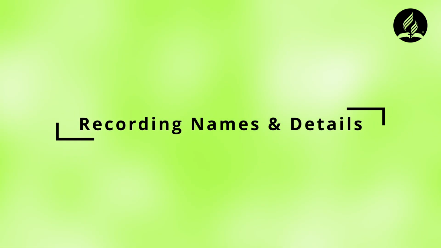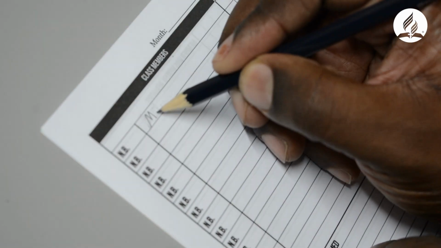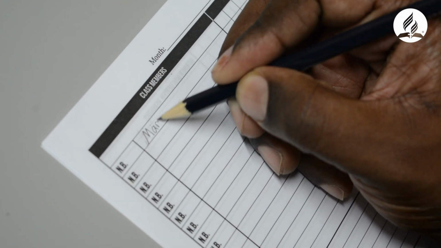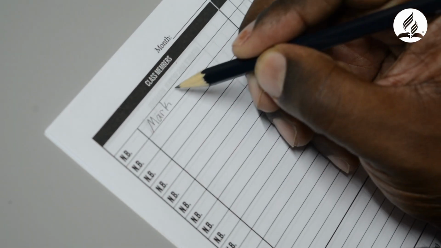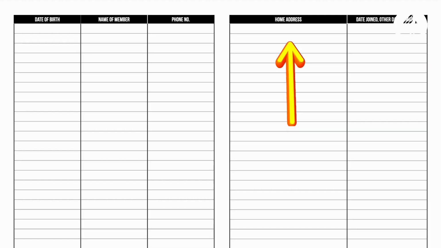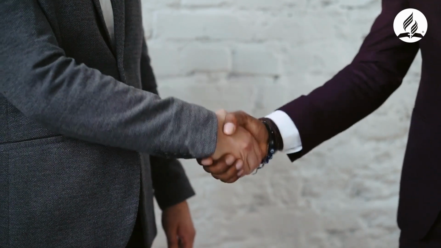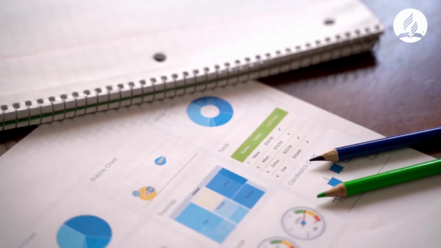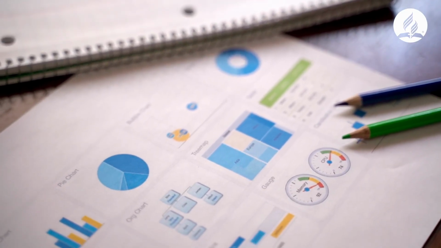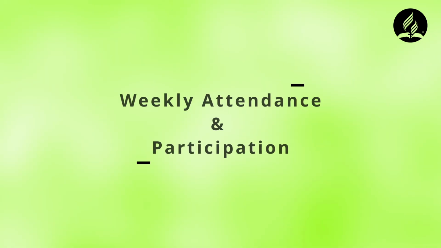Recording names and details. At the start of the year, the secretary should write down the names and contact information for each class member. This includes names, addresses, birthdays, and phone numbers. As new members join, their details should be added. Remember, this section is crucial for tracking attendance and maintaining contact with members.